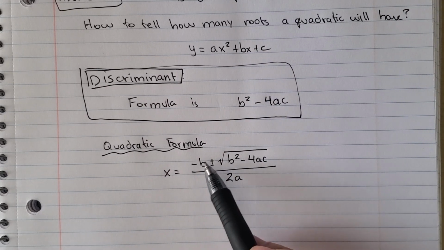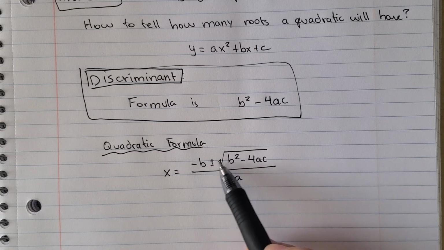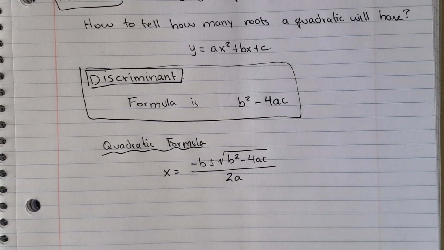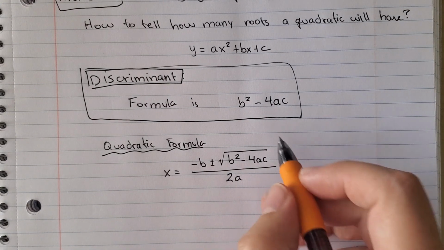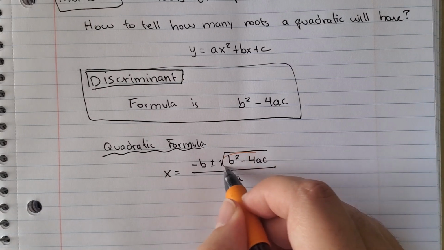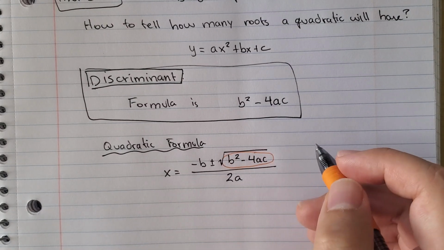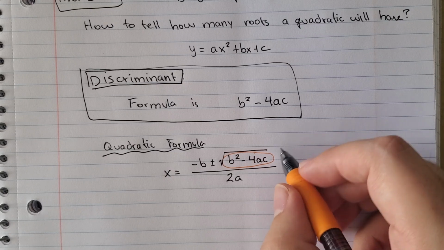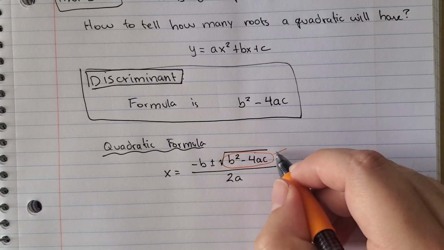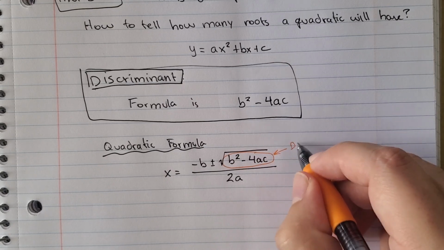So again, this is like the opposite of whatever b is, plus or minus the square root of this whole thing. So notice that the discriminant, it's specifically taking this value inside of here and finding whatever that is. This is going to tell us so much more information. So from the quadratic formula, this right here is the discriminant.